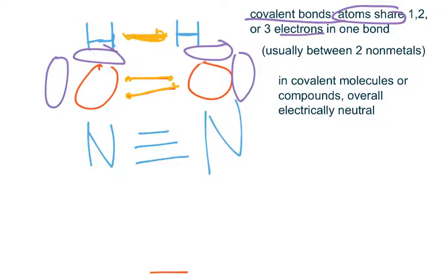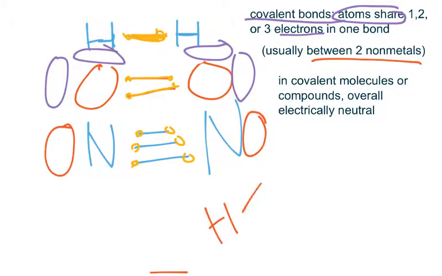Now let's look at a triple bond. A triple bond, such as the one between 2 nitrogens, involves each nitrogen sharing 3 electrons, as shown here. And remember, these are non-bonding electrons. So covalent bonds usually form between 2 nonmetals, such as 2 hydrogens, 2 oxygens, 2 nitrogens, and even an O and an H, such as in H2O, or water.